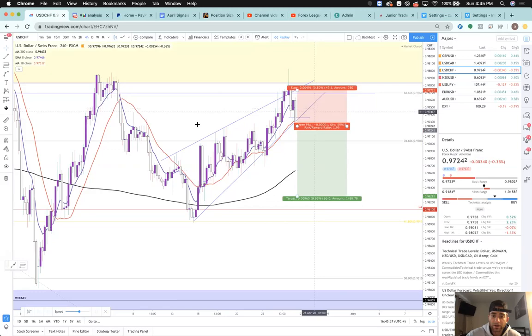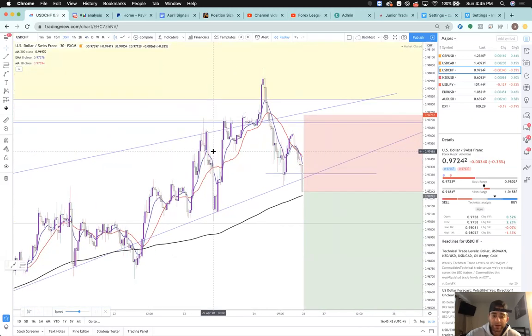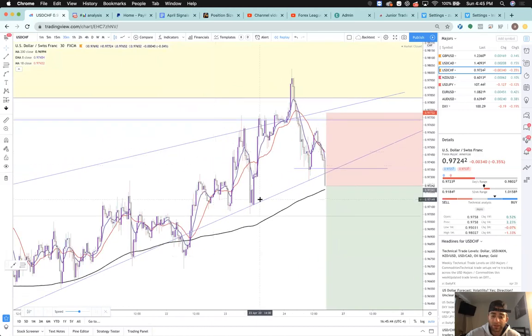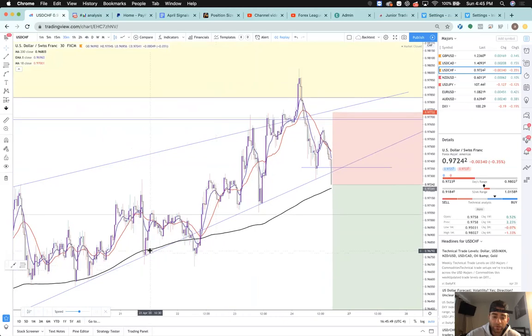So that tells me to bump down to the 30-minute time frame and take a look at structure. The 30-minute structure had been maintained fairly well for a long time.